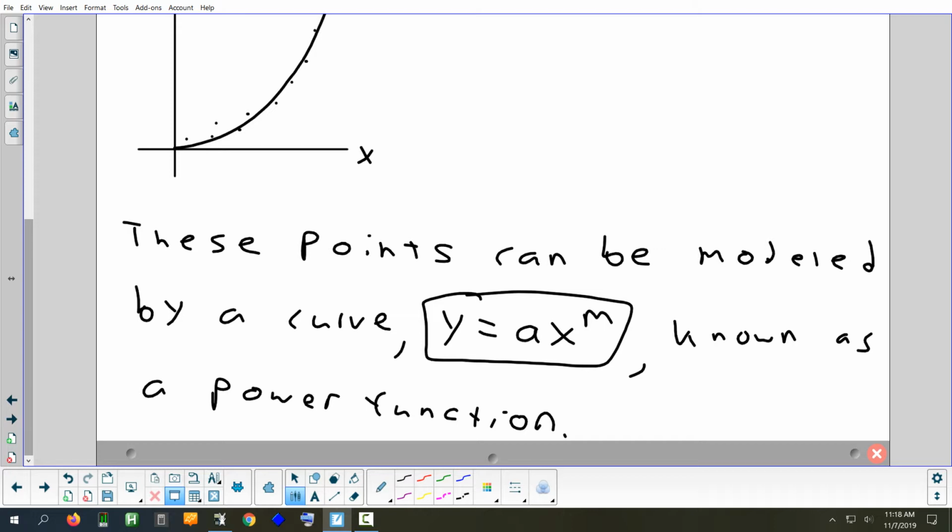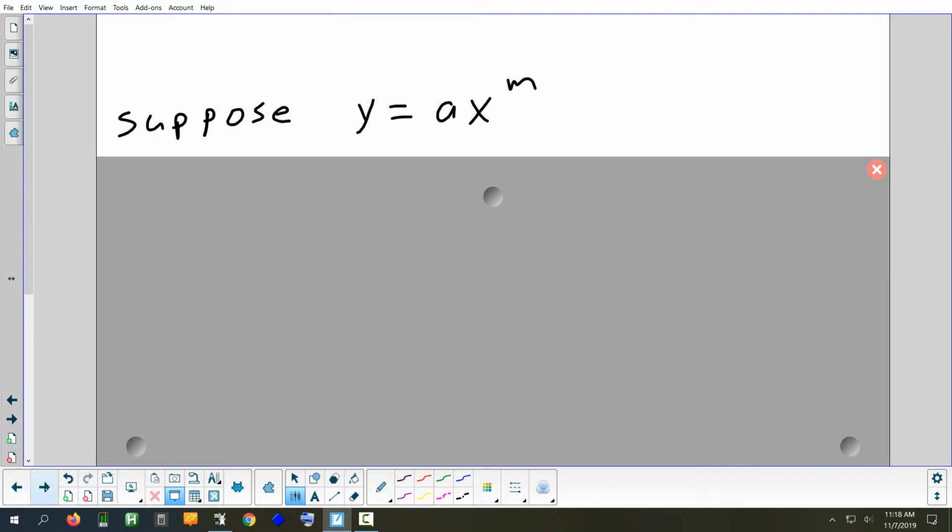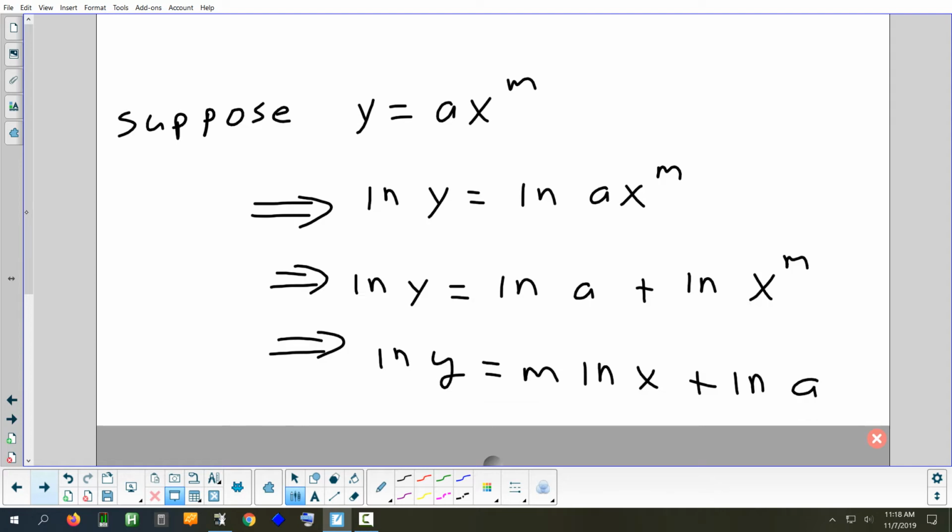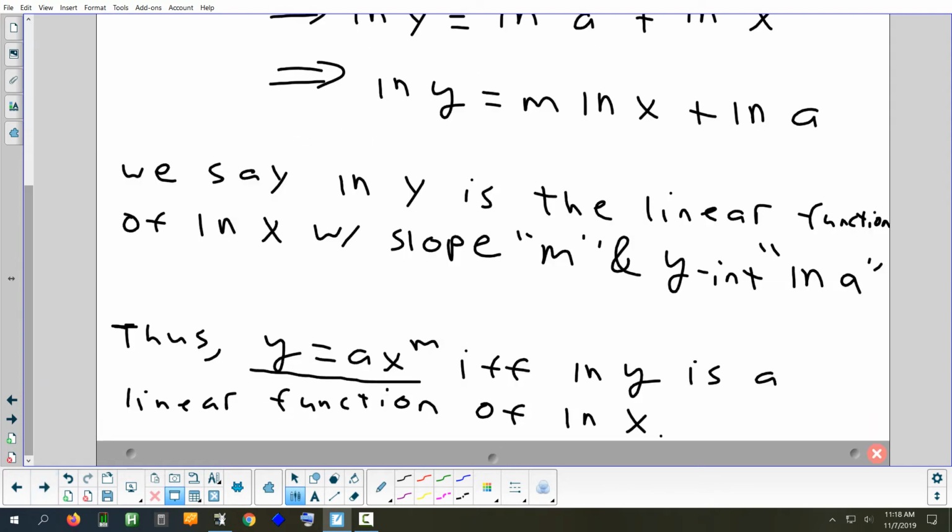Now, we're not going to calculate a power function by hand. Okay? I'm going to show you how to do this on the calculator. Can you do it by hand? Yeah, absolutely. But we're not going to. Hold on one second. I'm going to skip over that.